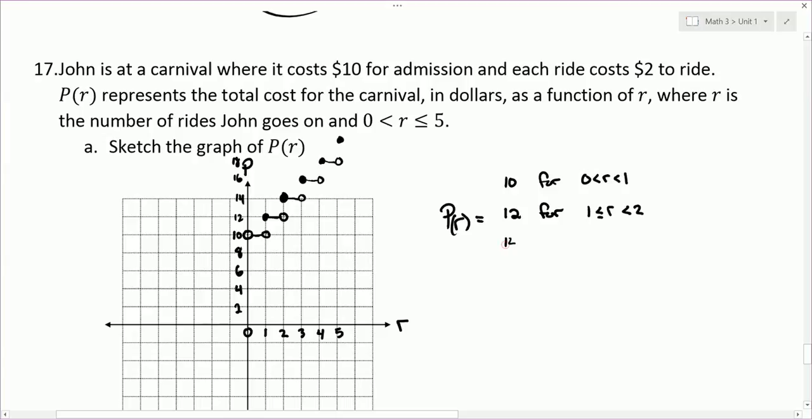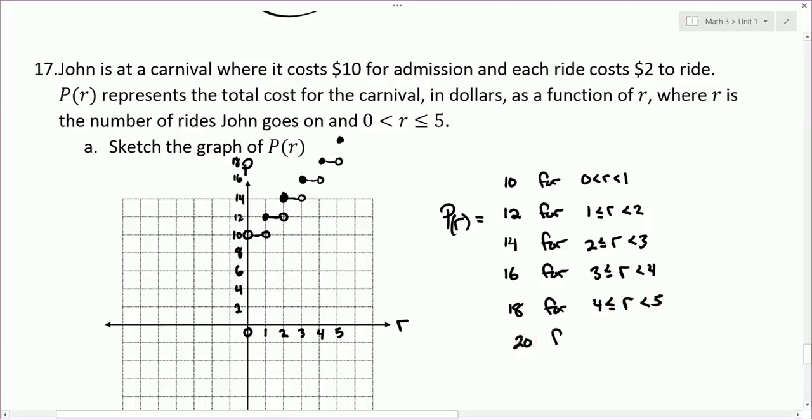And then 14 for 2 less than or equal to r less than 3. 16 for 3 less than or equal to r less than 4. 18 for 4 less than or equal to r less than 5. And 20 is just a point. So that's for r equals 5. So we can view this step function as separate pieces there.